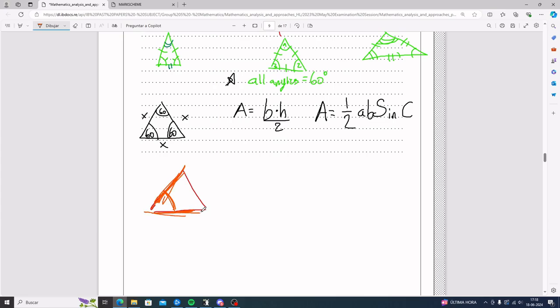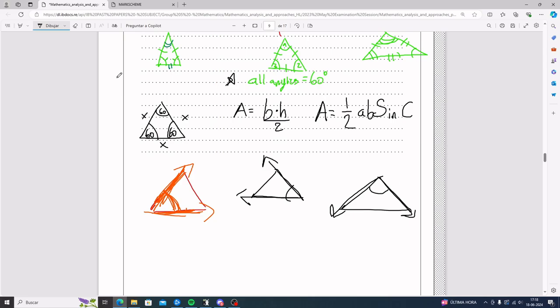So you can get the area of a triangle if you have these dimensions: this side here and this angle there. You can also get the area of a triangle if you have this side here and that angle there. And you can also get the area of a triangle if you have this side here and that angle there.